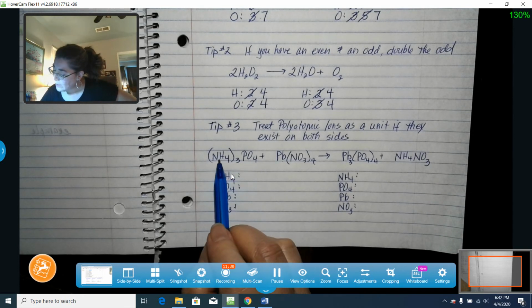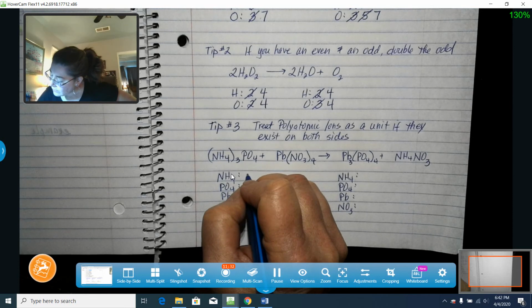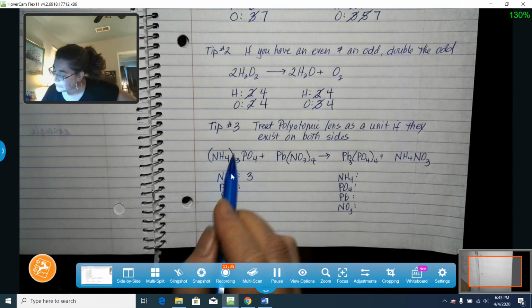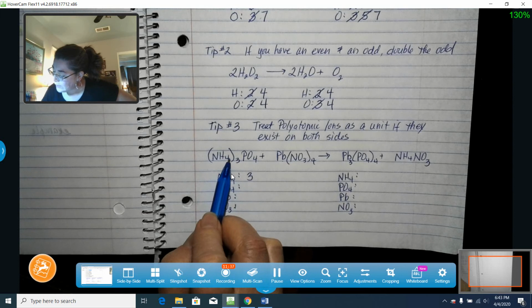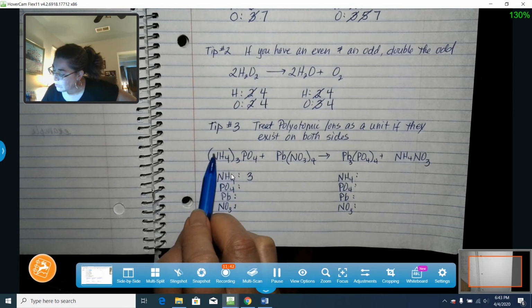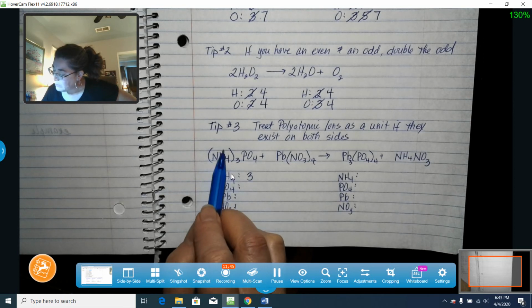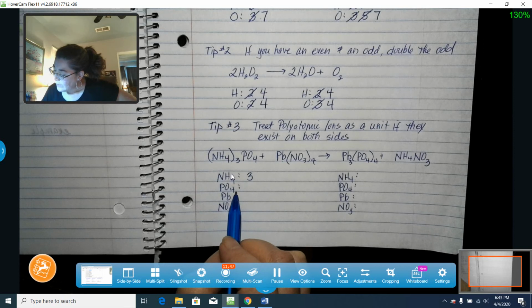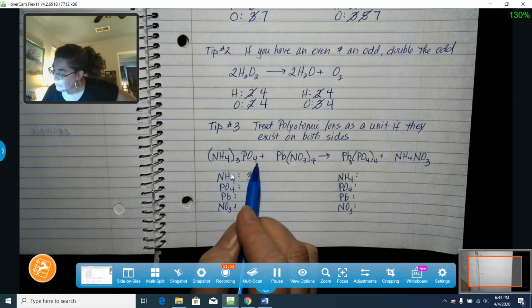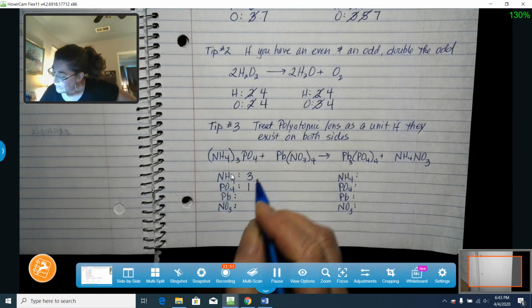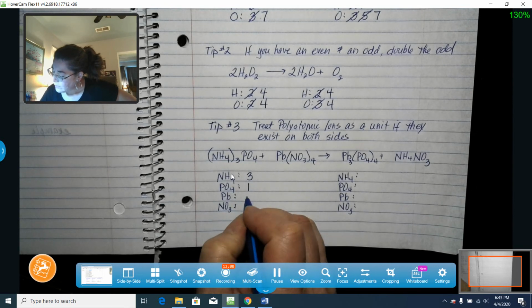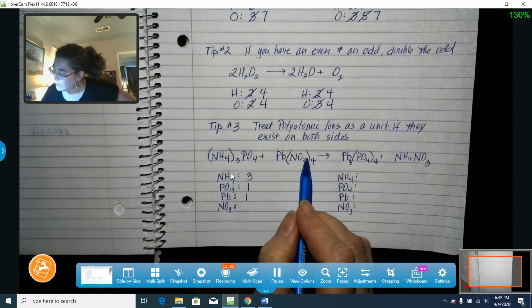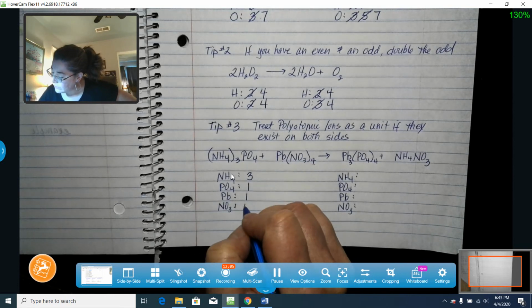I have 3 NH4s, 3 ammoniums. Okay, the 3 outside of the parentheses. I don't have 4 of them. Remember, this 4 is part of the polyatomic ion. There are 4 hydrogens and 1 nitrogen stuck all together that make up this ion. Okay, and then I have PO4, only 1 of them. I don't have 4 of them, I have 1 of them. PO4, that's all one thing. Okay, and then I have 1 lead, and I have 4 NO3s, 4 nitrates.